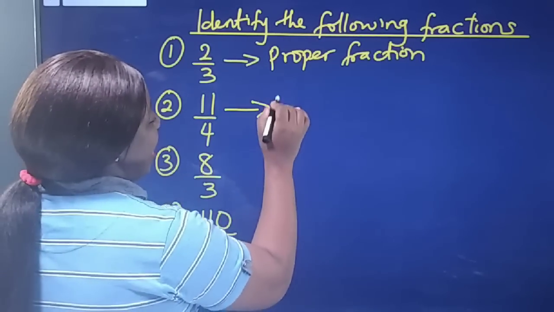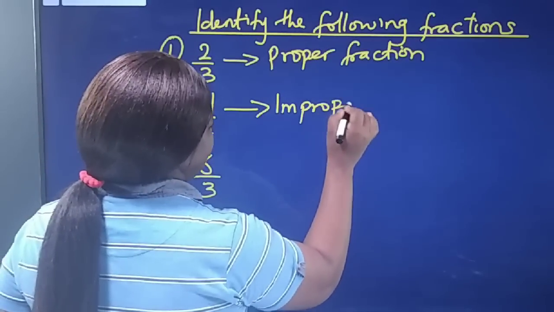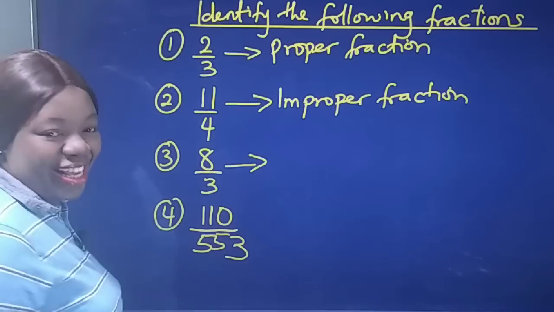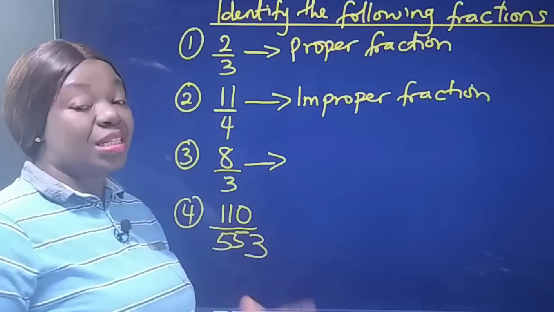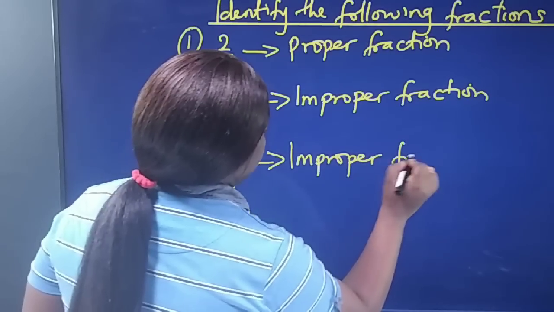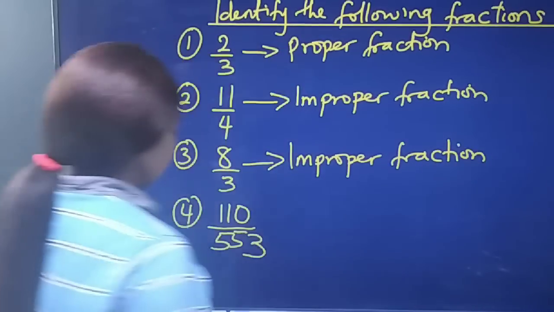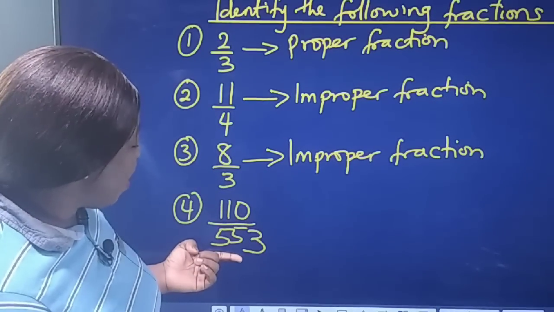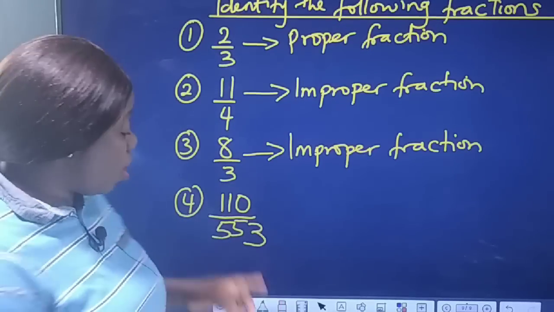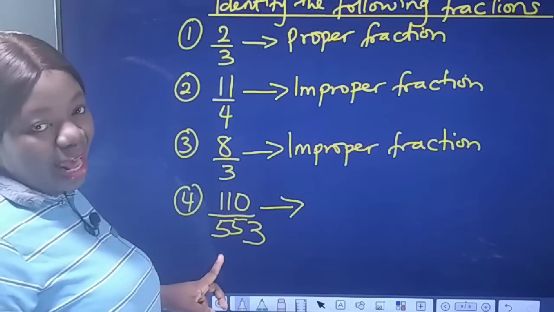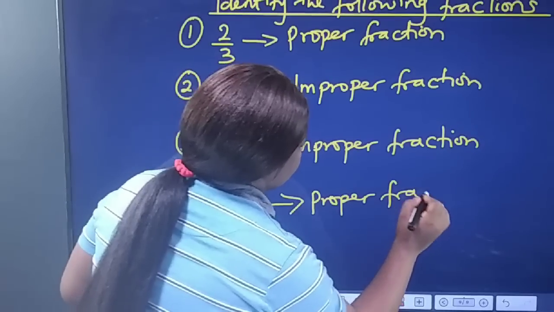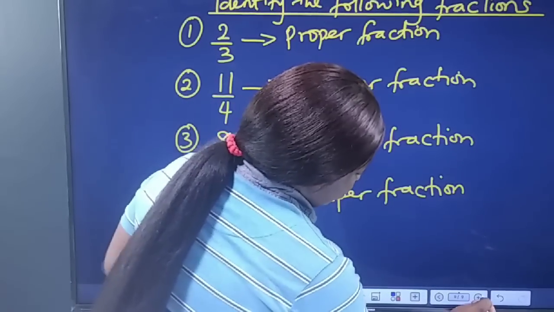11 over 4 is an improper fraction. It is just the opposite of a proper fraction, okay? 8 over 3 is also an improper fraction because the numerator is bigger than the denominator. Improper fraction. 110 over 553 is a proper fraction because the numerator is less than the denominator. So I will write a proper fraction. Right? That's a proper fraction.